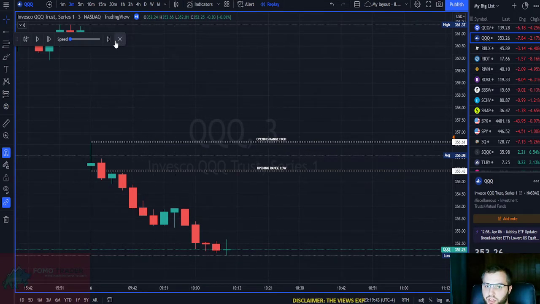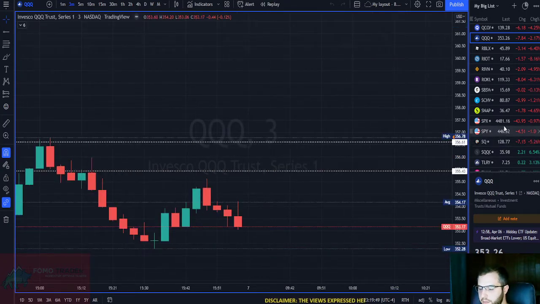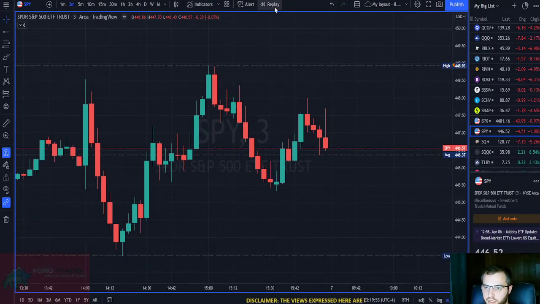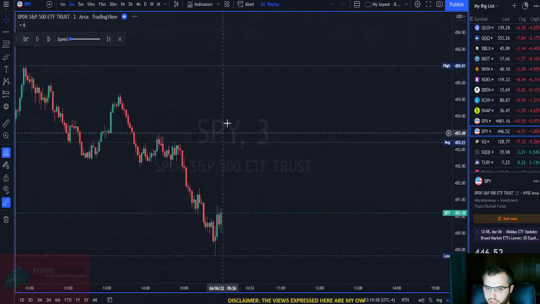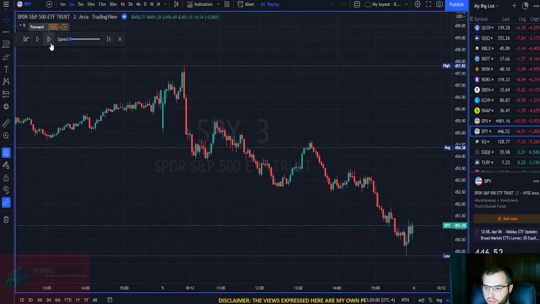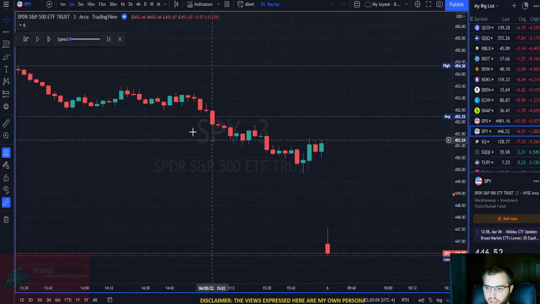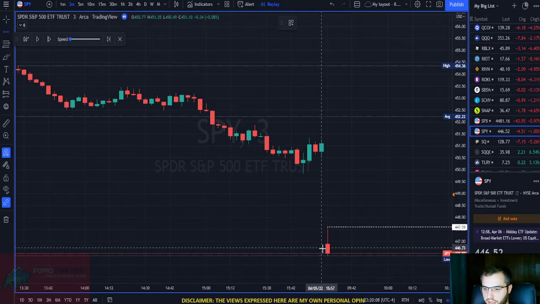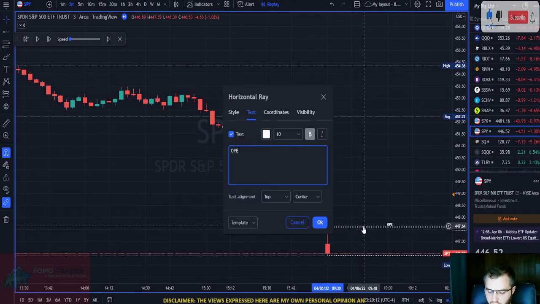So the next one we're going to look at is SPY. SPY was another good one. So we're going to do a replay and we're going to go back. So bam, first candle of the morning. We are going to plot the high and the low.